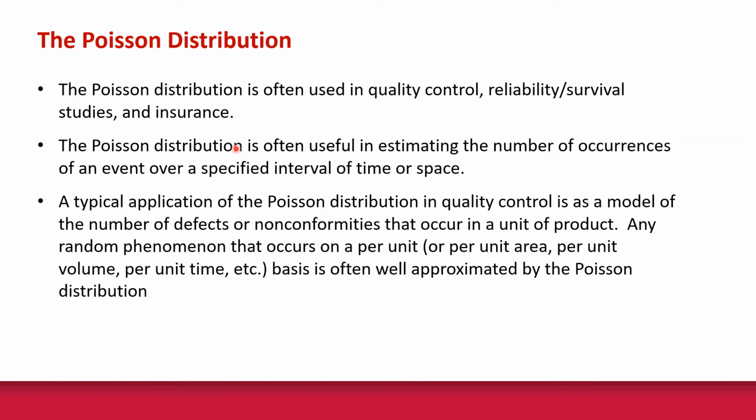The next distribution we'll talk about is what's known as the Poisson distribution. The Poisson distribution is often used in quality control, reliability studies, and insurance. It is often useful in estimating the number of occurrences of an event over a specified interval of time or space. A typical application in quality control is as a model of the number of defects or nonconformities that occur in a unit of product. Any random phenomenon that occurs on a per unit basis, for example, per unit area, per unit volume, or per unit time, is often well approximated by the Poisson distribution.